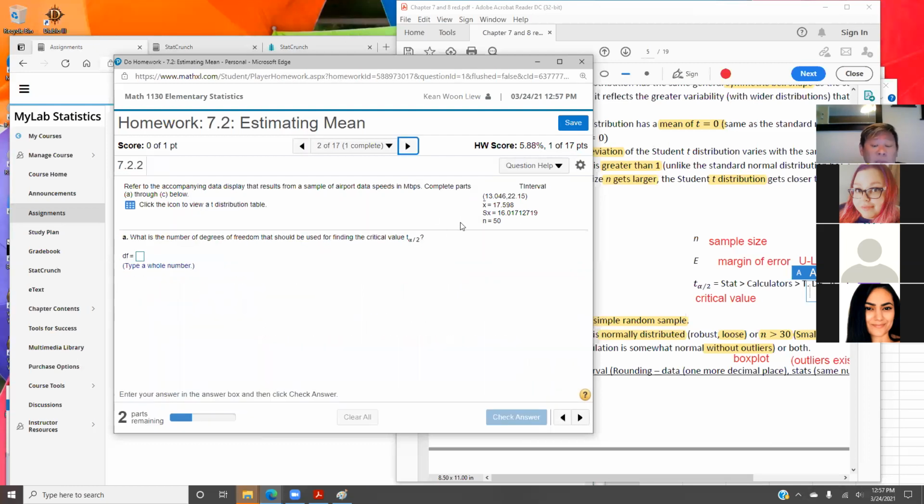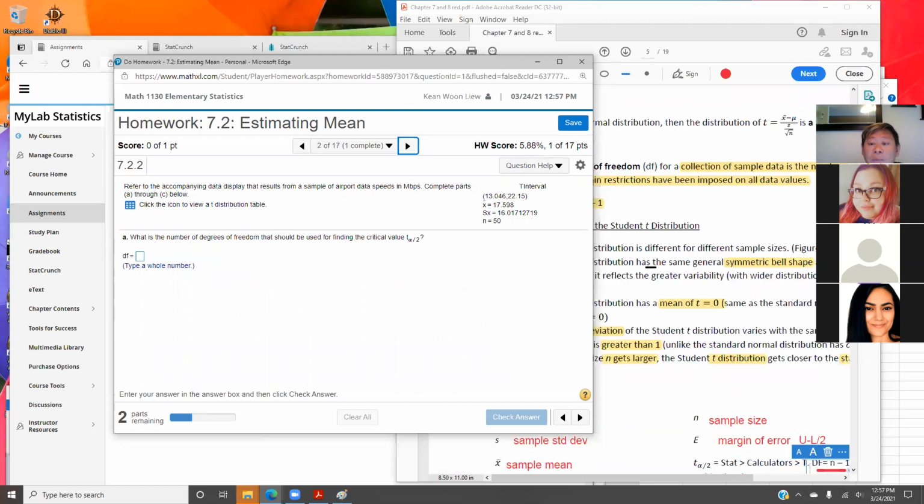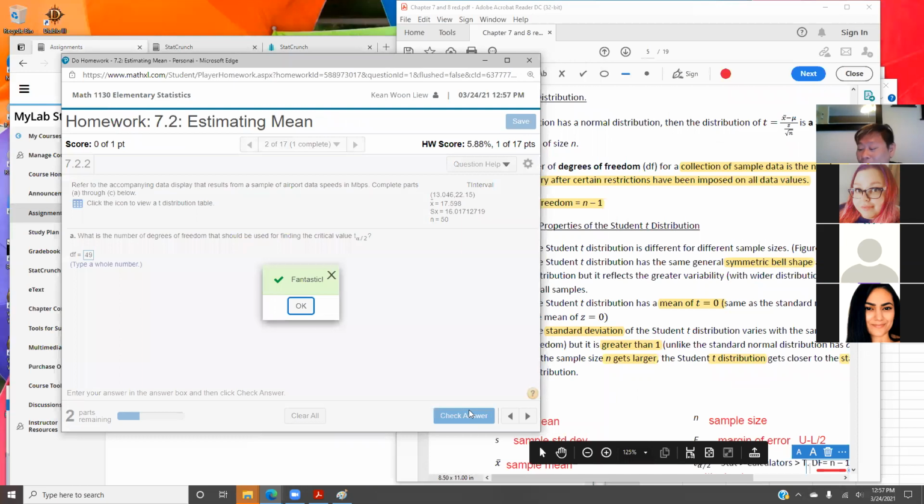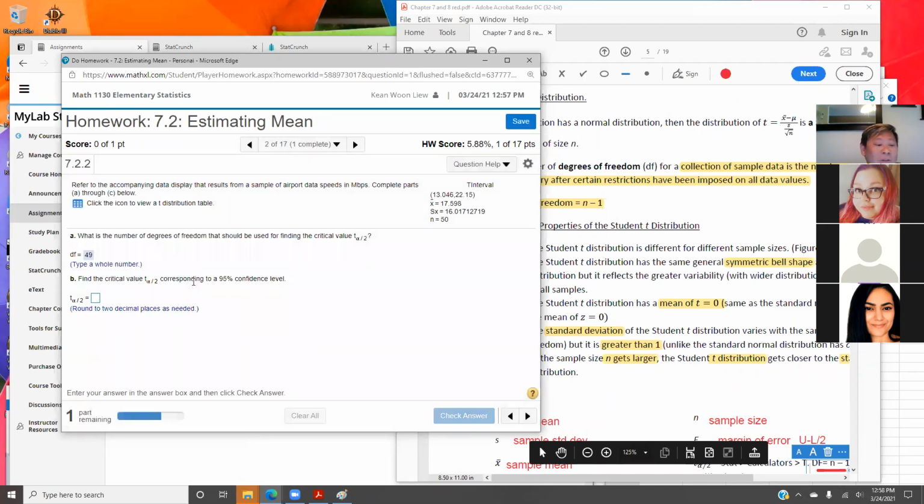Question 2 is the same thing. They give you this, and now they want you to find the number of degrees of freedom. So how do you find the degrees of freedom? N minus 1, and N in this case is 50, so this will be 49. This is usually what they will ask you.